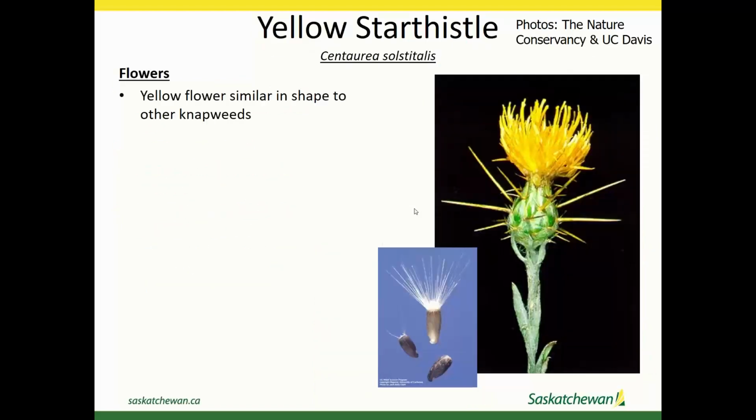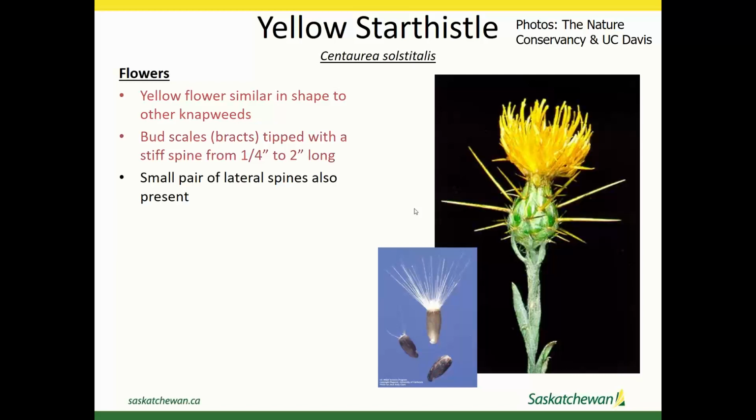The flowers are, again, similar in shape and size to the other two knapweeds that we talked about. The distinction in this case is that at the end of those bud scales, we've got a very long, stiff spine with two lateral spines at the base of it. This makes it very hard for animals to graze where these plants exist without injury. The other key thing is that it's unusual in that the flower is yellow as well.